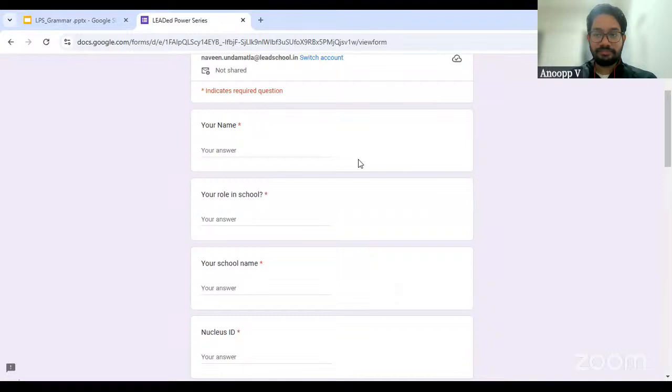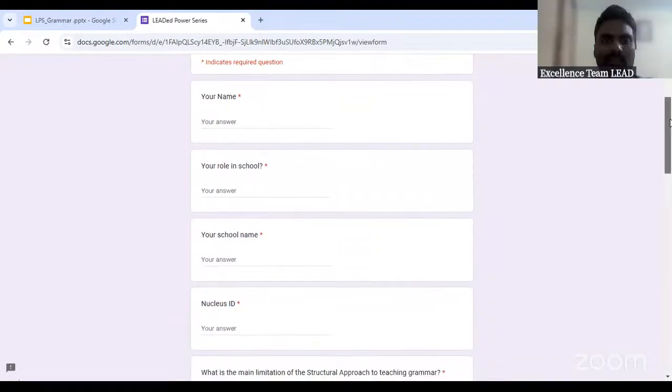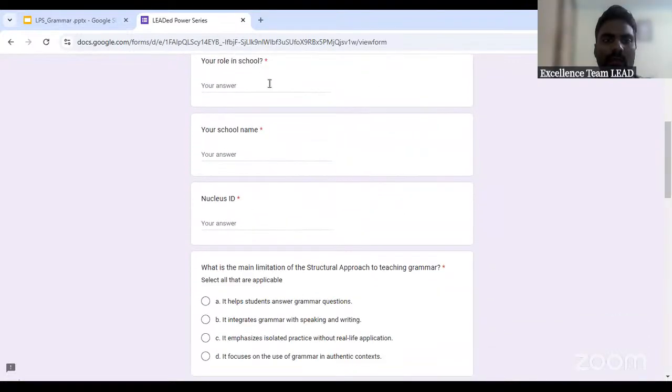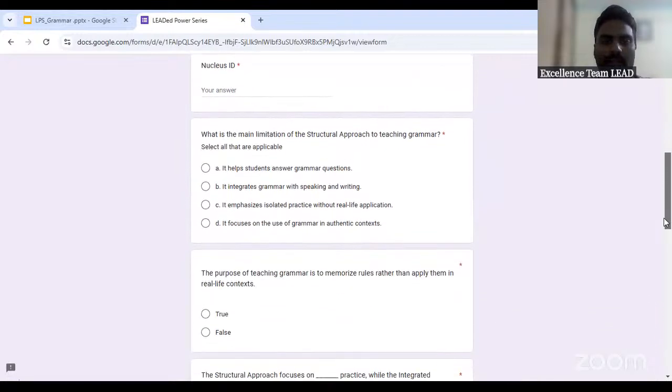Yeah, it's well. So the first thing is you're supposed to write your name and your role. So whether you're a teacher, coordinator, your school name, nucleus ID. So there are some questions చూడండి ఇక్కడ. What is the main limitation of structural approach?